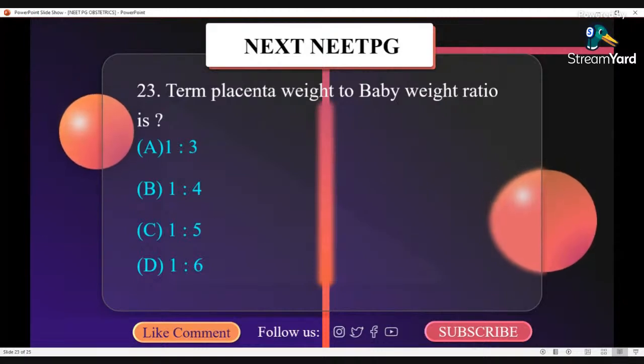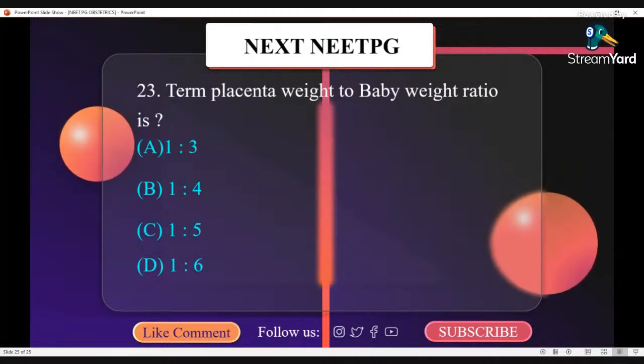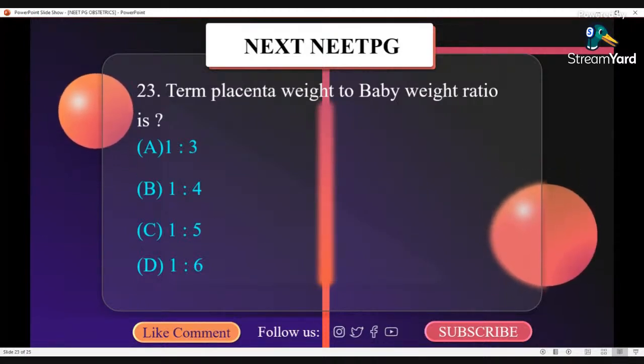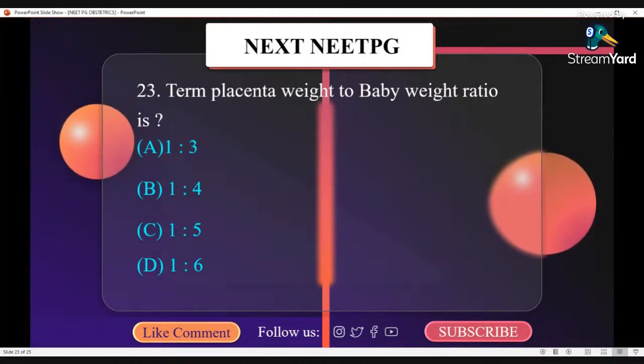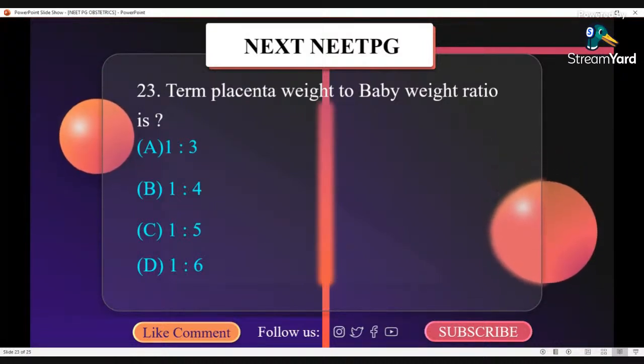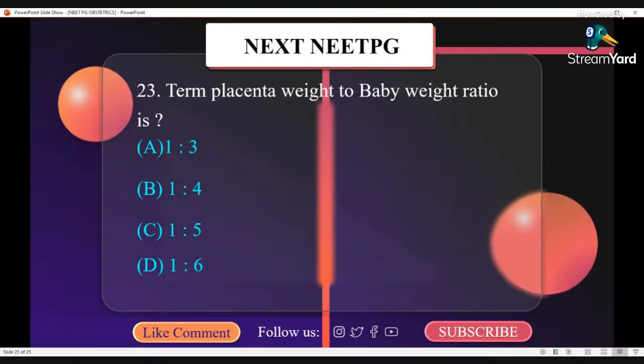Term placenta weight to baby ratio is A. 1:3, B. 1:4, C. 1:6, D. 1:6. So term placenta weight to baby weight ratio is D. 1:6.